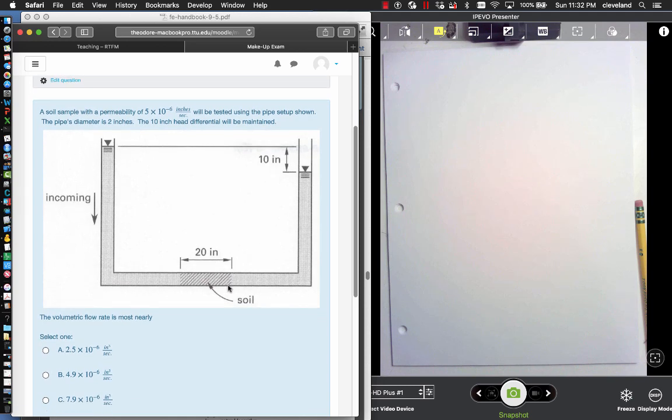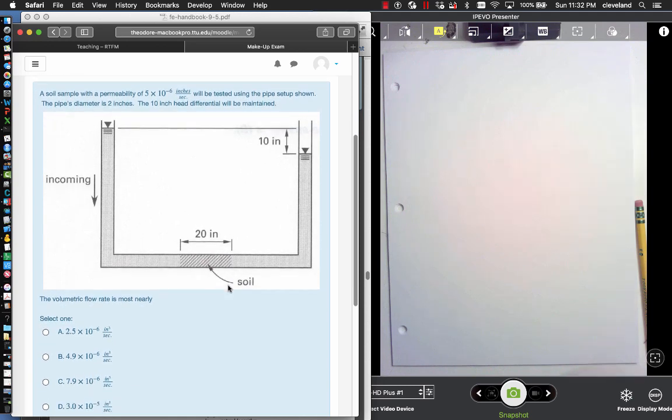All right, here we have another actual constant head permeameter test. Okay, soil sample with permeability of 5 times 10 to the minus 6 inches per second. We tested using the pipe setup shown. The pipe diameter is 2 inches. The 10-inch head differential will be maintained. What's the volumetric flow rate?